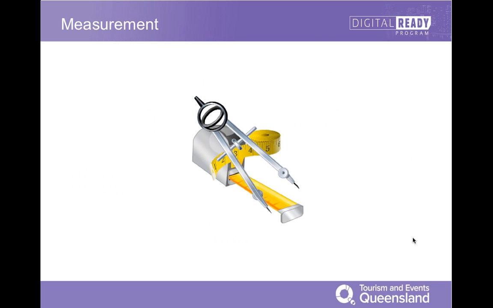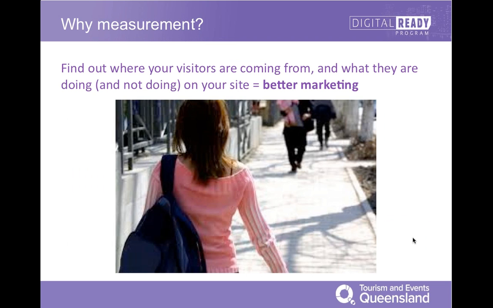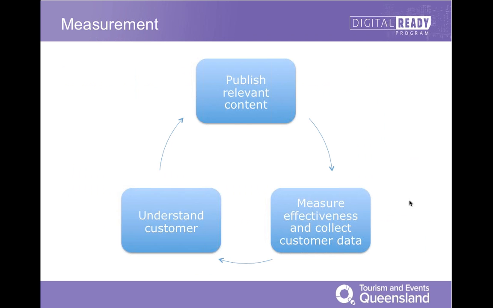Yes, I was going to say landing page, but we're on to measurement. So I've been referring a little bit to measuring the results of everything that you're doing online. And if you're not that familiar with the digital environment, this is one of the most powerful things that you can do because it helps you to improve in real time on the fly. So what you can do is find out where your visitors are coming from and what they're doing or not doing on your site, which gives you much more effective marketing, much more efficient marketing spend.